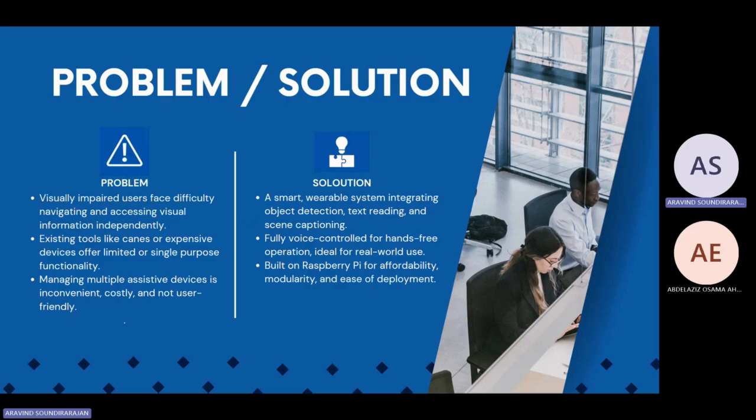So our solution is to create a smart wearable system which integrates object detection, text reading, scene captioning, and other assistive features. Part of our solution is that we want to make sure it is fully hands-free, because the current tools that assist blind people, for example, a walking cane, cannot really help the users be hands-free because they're controlled physically. So a voice-controlled, hands-free operation would use TTS, which is a text to speech module, in our product.